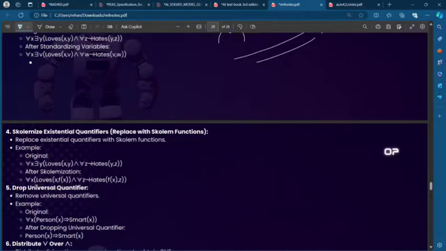After Skolemization, for all x, x loves f of x, so x loves f of x, and for all z, f of x does not hate z. So what you're doing is only y is being changed here. Only y is getting converted into this.